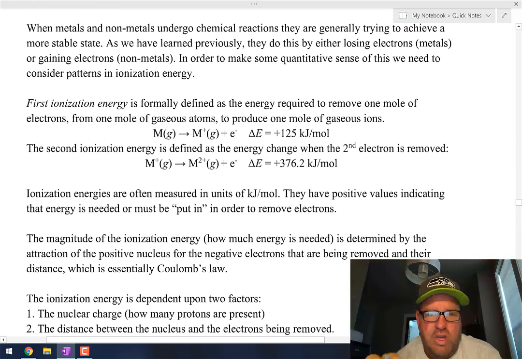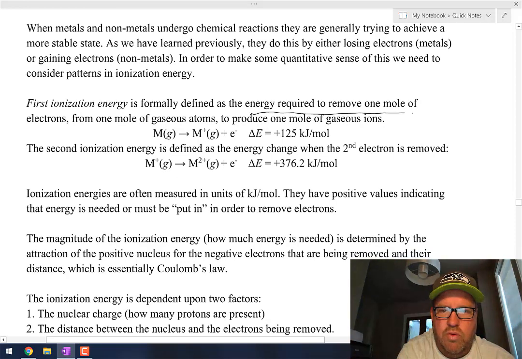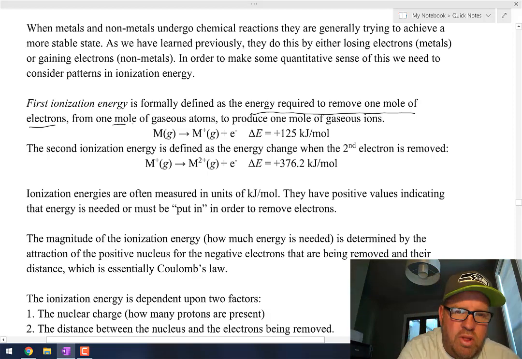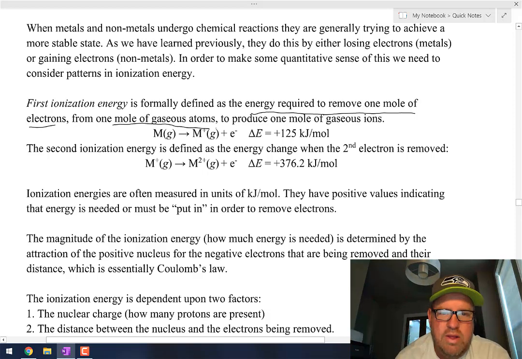Ionization energy is defined as the energy required to remove 1 mole of electrons, so 6.022 times 10 to the 23rd electrons, from 1 mole of gaseous atoms. So how much energy it takes to take away 1 mole of electrons from a mole of atoms. So here's a fake element M. Notice it is a gaseous atom, and then it becomes M plus, and you've lost an electron.